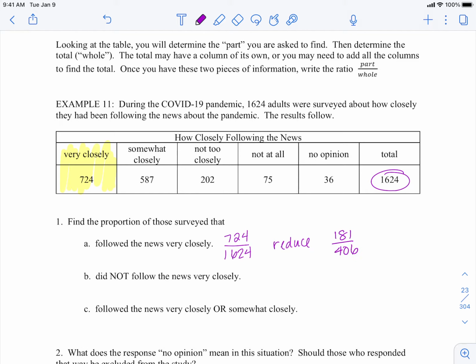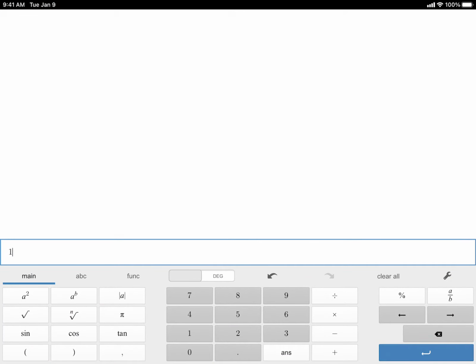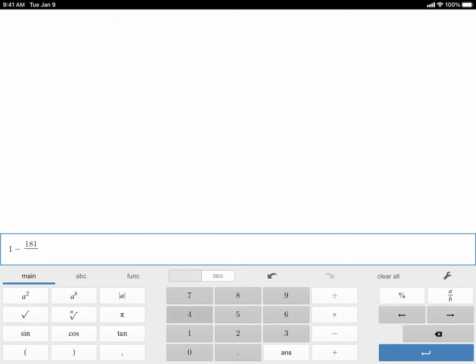So those that did not follow the news very closely would be everyone else. So I can do 1 minus 181 divided by 406. And so let's subtract this. 1 minus 181 divided by 406. And we see that's going to be 225 out of 406.